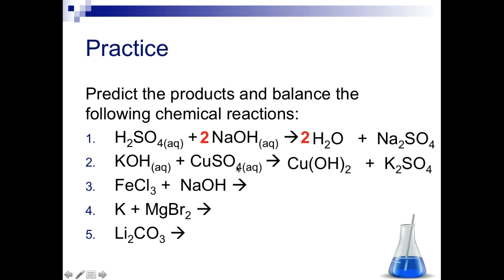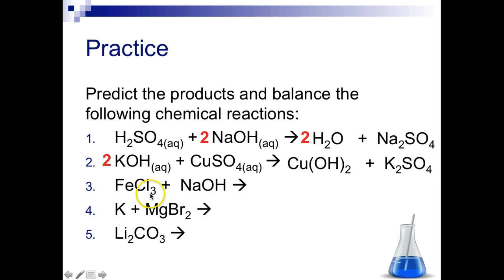That's going to make CuOH2 plus K2SO4. Both of these, 1 and 2, are following the double replacement reaction equation. So then we're going to have to balance these, and that's what you should get. Okay, 2KOH plus CuSO4 gives you CuOH2 plus K2SO4.